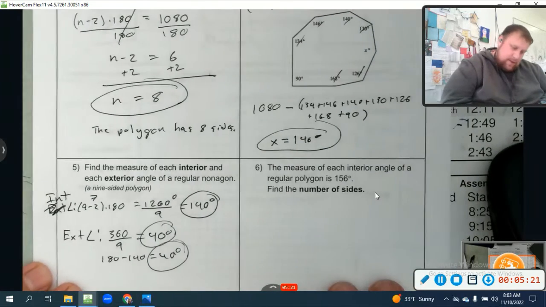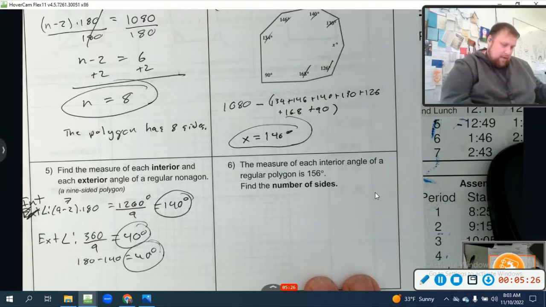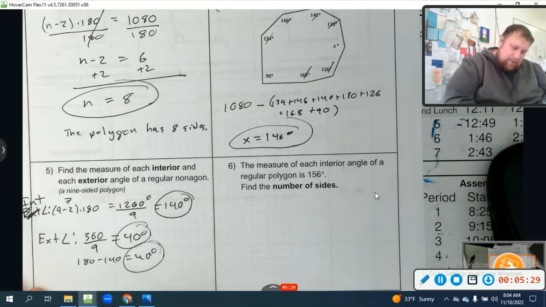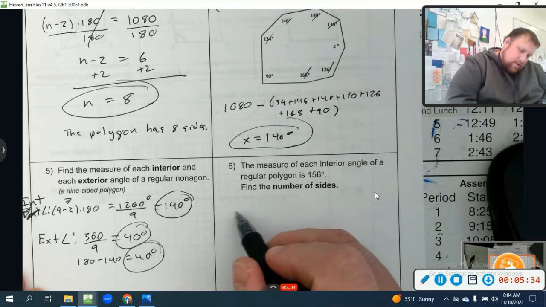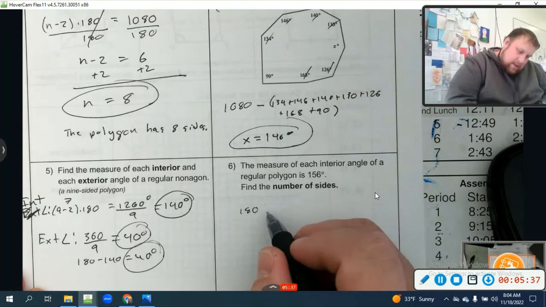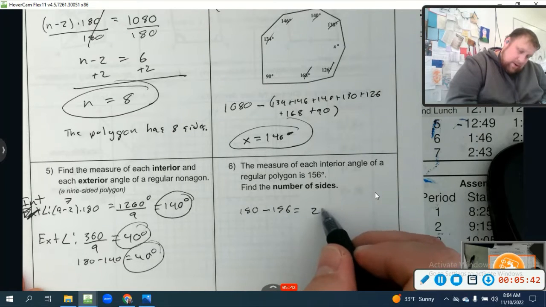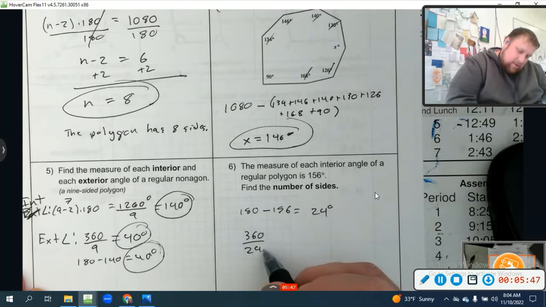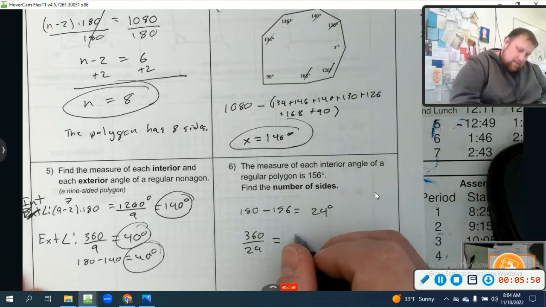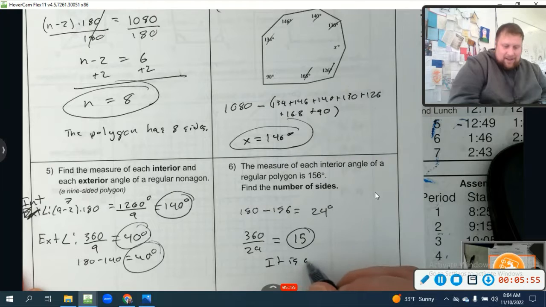Okay, number 6. The measure of each interior angle of a regular polygon is 156 degrees. Find the number of sides. Well, remember what I said about how they always add up to 180 when added to their exterior angle? So I know that the exterior angle is 180 minus 156, which equals 24 degrees. Now, I'm going to take 360 and divide it by 24 degrees, and that will equal 15. And therefore, it is a 15-sided figure.